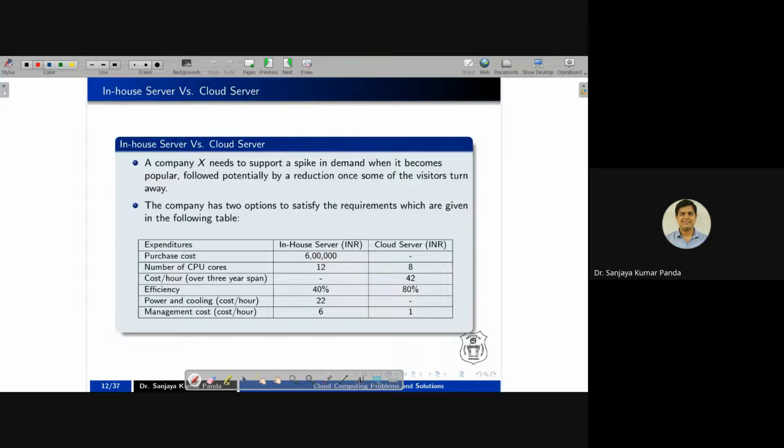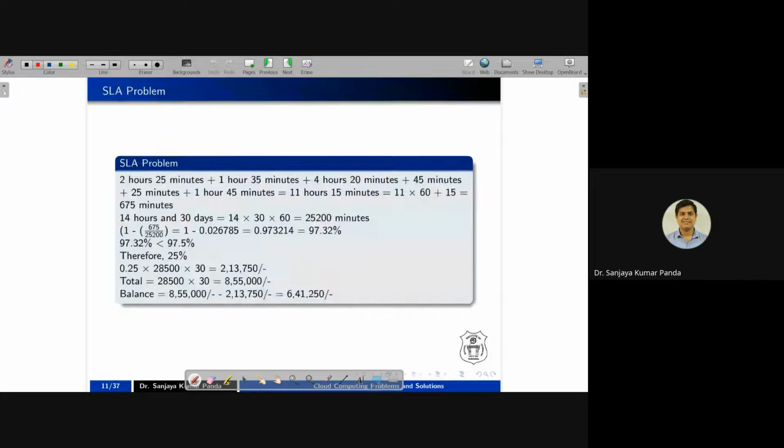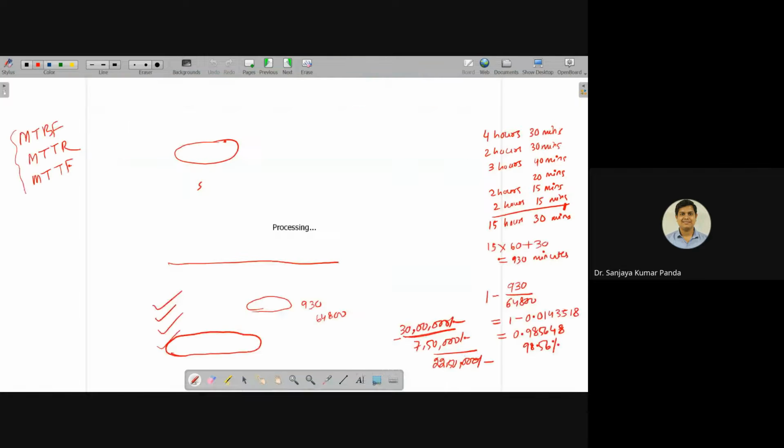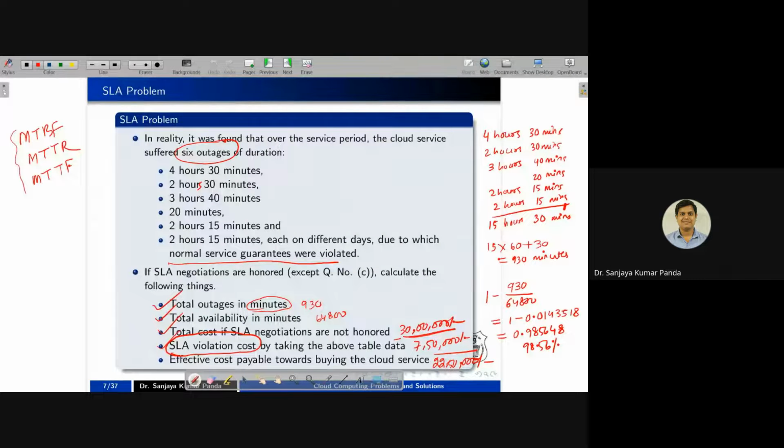There is a question, sir. Outage duration is the total downtime in a day. Actually, in this problem, let me go back to the previous one. See, here it is mentioned each on a different day, right? That's why you are asking the question. Outage duration is the total downtime in a day.